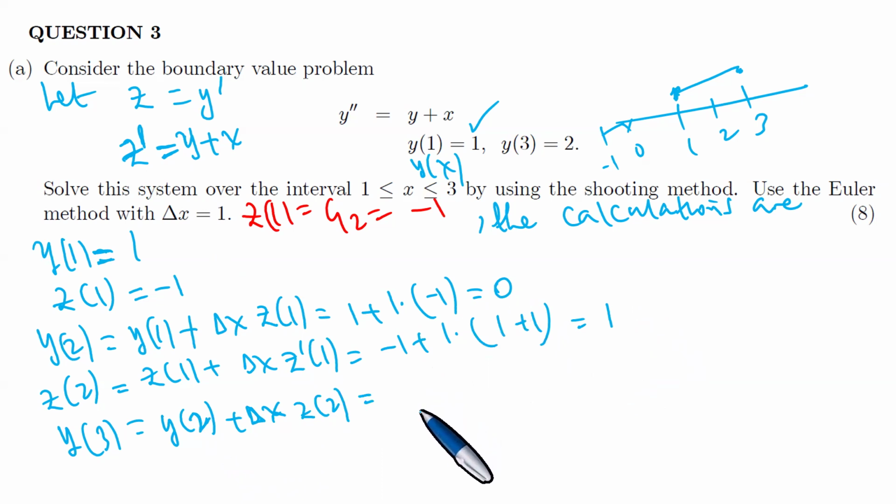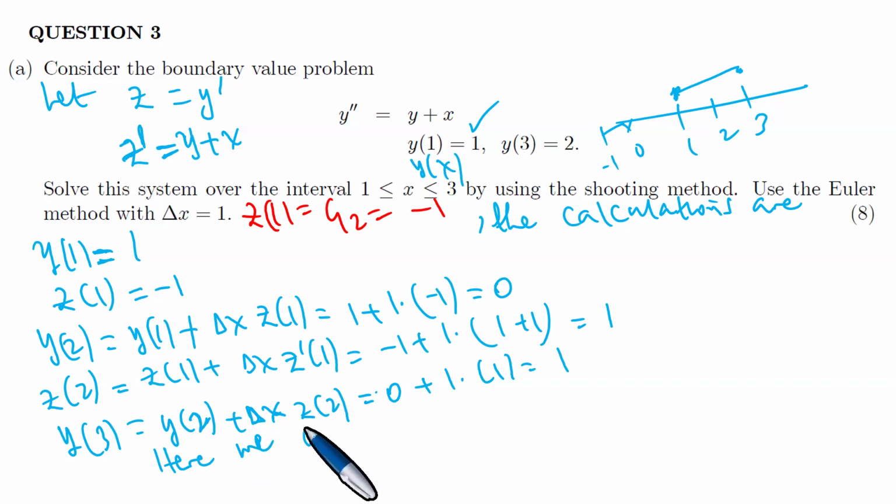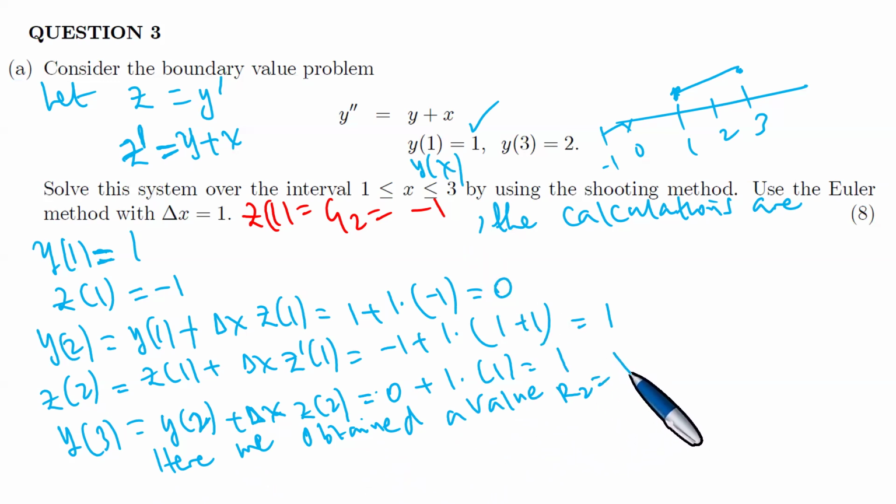Let's see what we've got. So you have y2 is 0, the delta x is 1, z2 is 1. And the answer is 1. So we comment upon this answer we've got. We note that here we obtained a value R2. It was R1 before. A value R2 equals 1. Now we got 1 for y3.